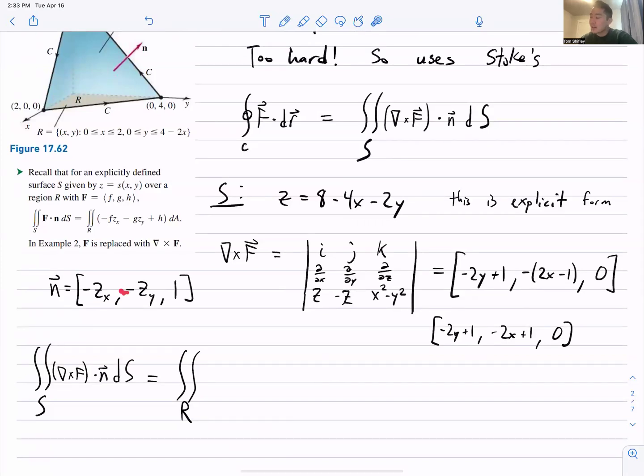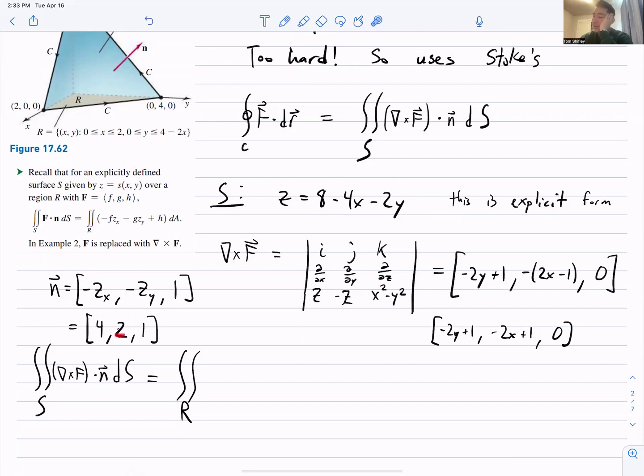And so dotting this guy with this guy requires us to compute what negative zx and negative zy are. But here's z, and so that's not that hard. And so negative zx will be, if you take the partial with respect to x, is negative 4, and so it's negative negative 4, so it's 4. You take the partial with respect to y, it's negative 2, so it's negative that, 2, and then you just put 1.